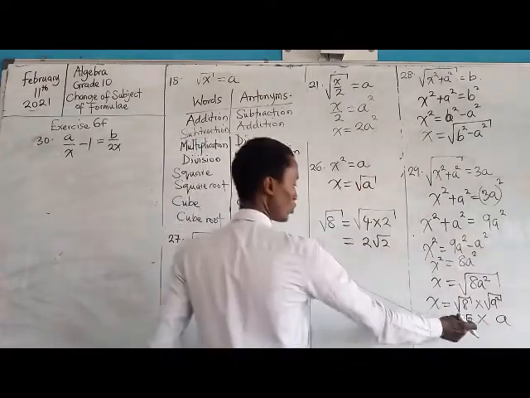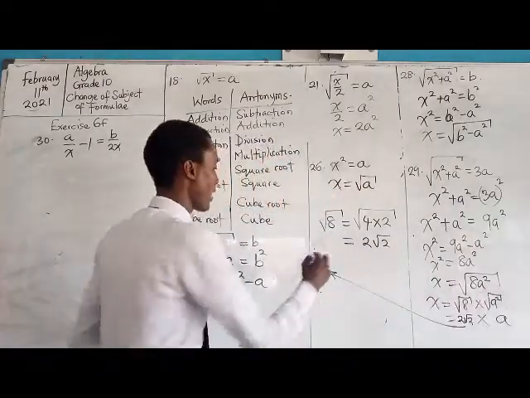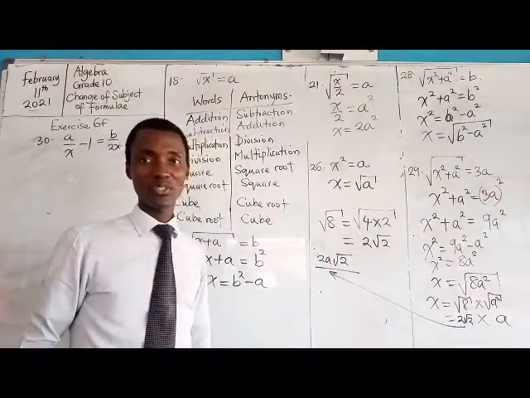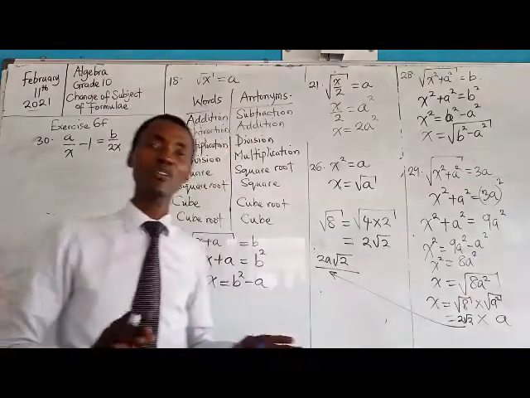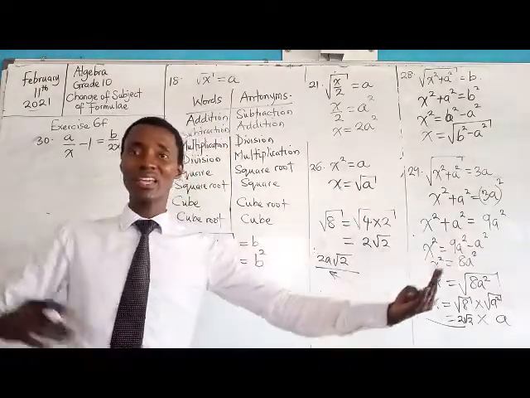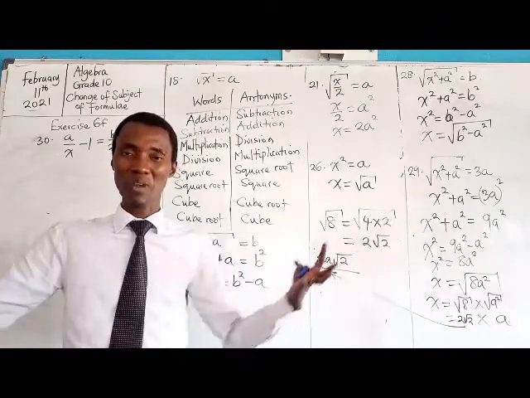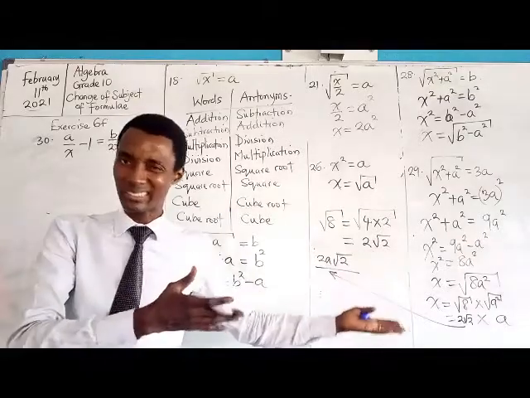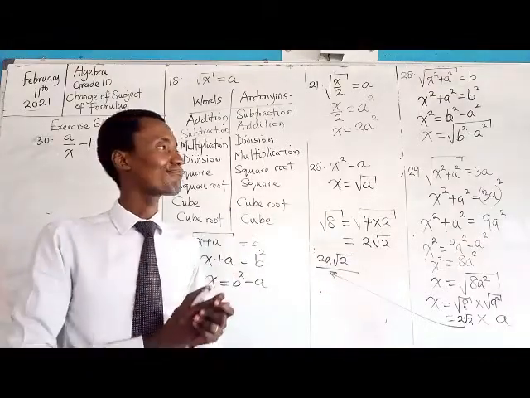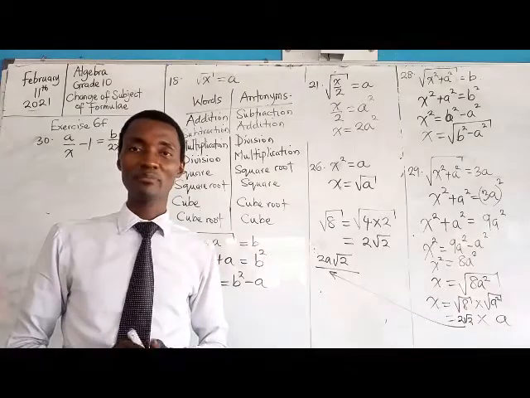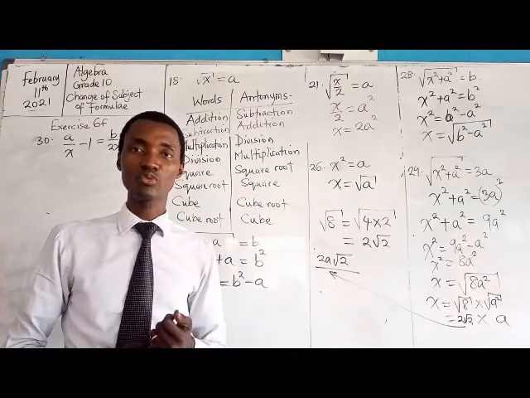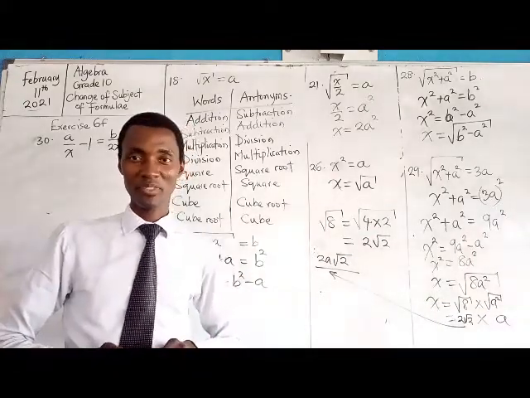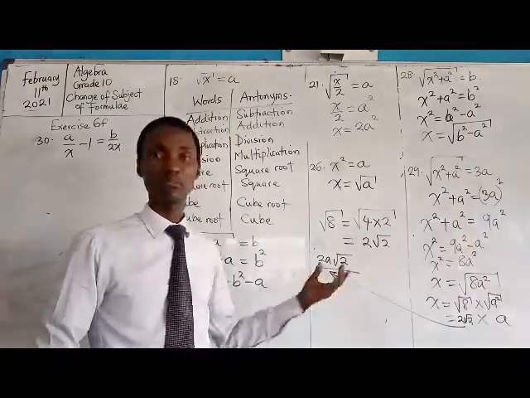That will mean that 2 can multiply a, which will give me 2a, and the answer becomes 2a root 2. And that solves that question. So you discover that sometimes in solving problems, you really need to have ideas from other areas of maths to be able to handle it. We're doing algebra, but you discover that we're going to surds.